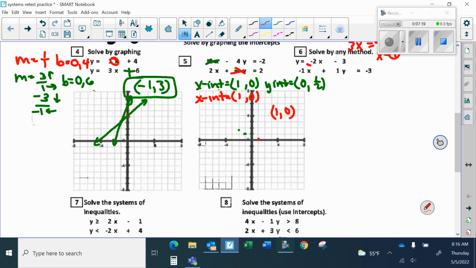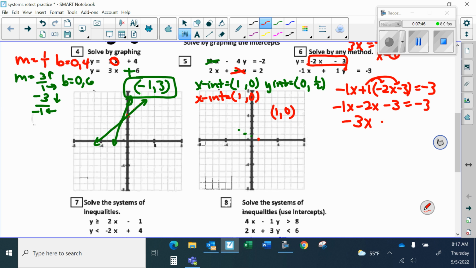Well, it's solved for y right now, so I may as well just go ahead and use substitution method. Substitute that in for the y. So I have negative 1x plus 1, substitute in, negative 2x minus 3 equals negative 3. 1 times anything is itself, so I can just take off the parentheses. So I have negative 1x minus 2x minus 3 equals negative 3. Combine like terms.